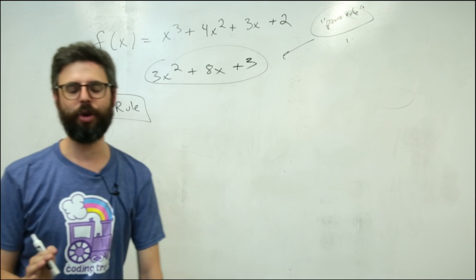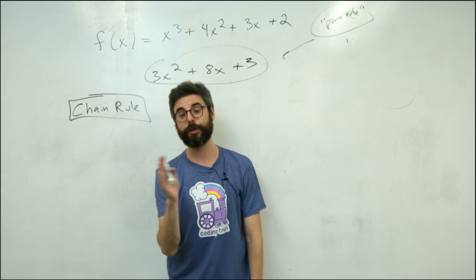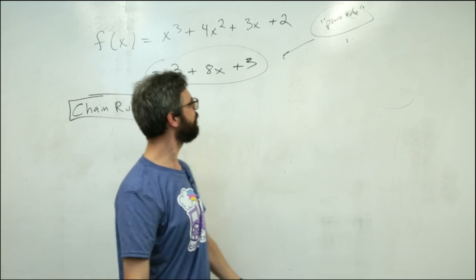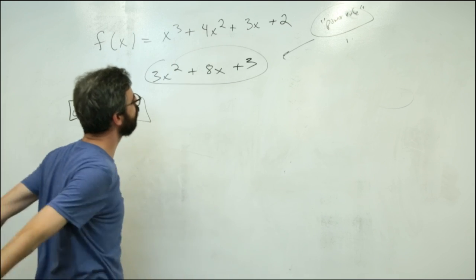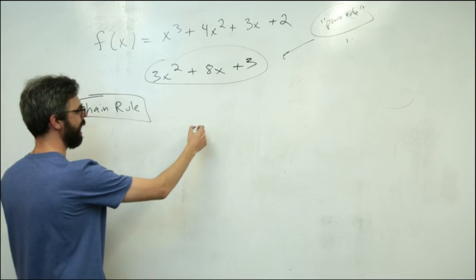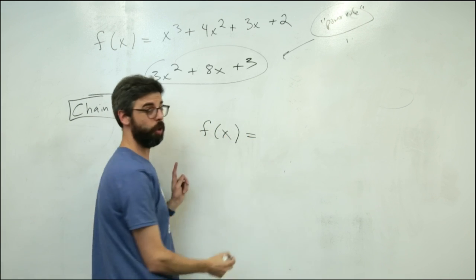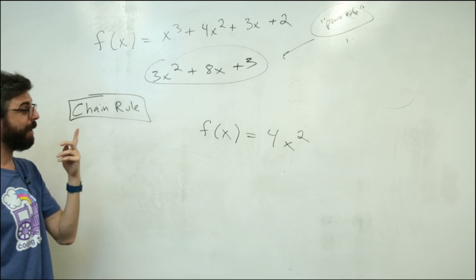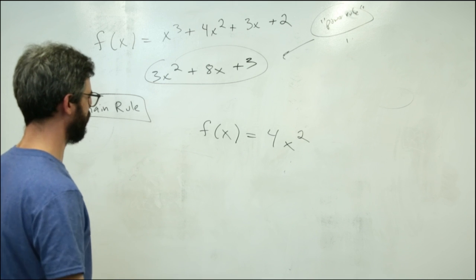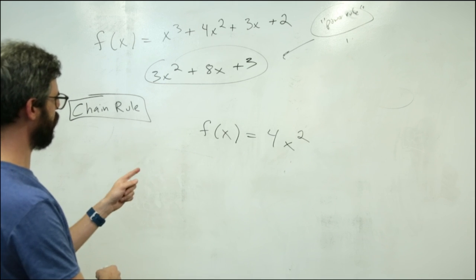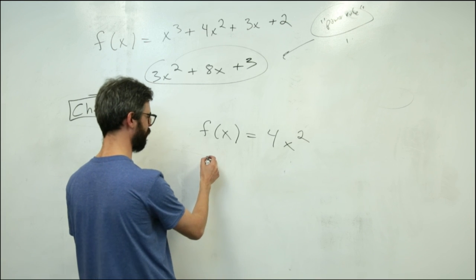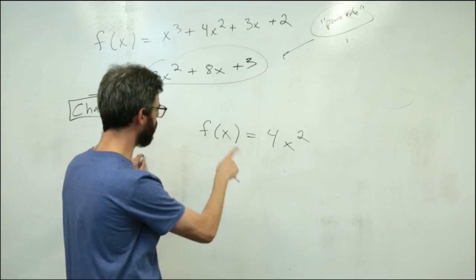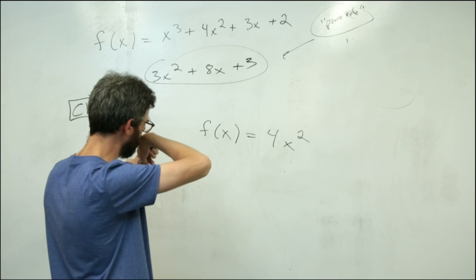So the chain rule and partial derivatives both involve systems with multiple variables. In this case, this function has a single variable. So what if I said to you, f of x equals 4x squared, but timeout. If I want to do the chain rule, somebody correct me if I'm wrong, I want to have another function that depends on this function, right?